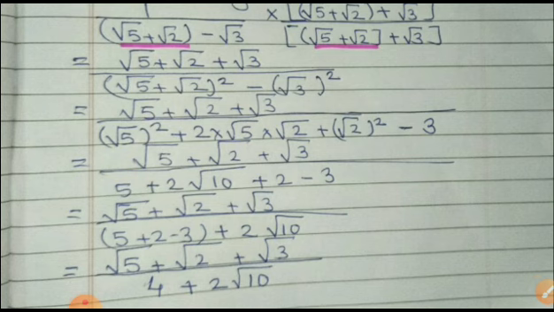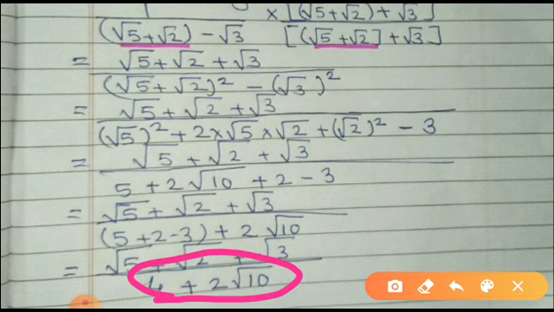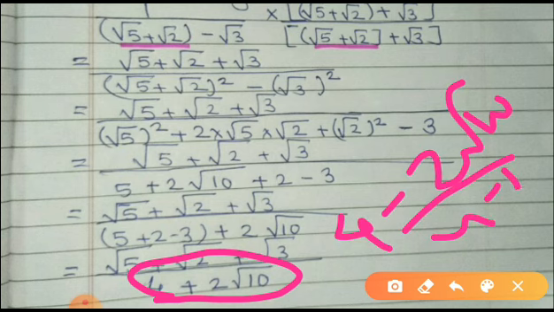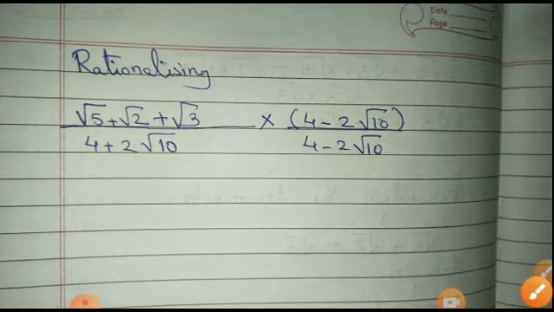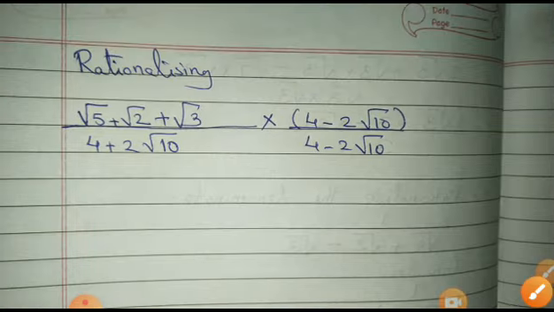Should I stop the process? No. Why? Because my denominator is an irrational number. Root 10 is irrational. So the denominator is irrational. So it should be multiplied by what? Yes, can you guess? It will be 4 minus 2 root 10 by 4 minus 2 root 10. Okay. So I'll be getting this.